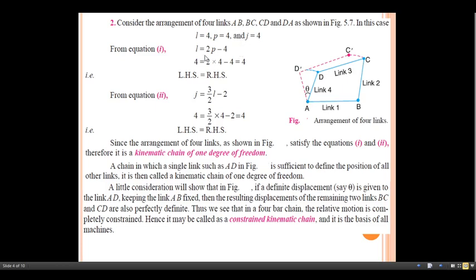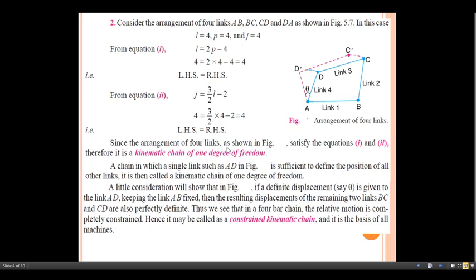Now from equation number 1, L equals 2P minus 4, substitute the value of L here. What's about the value of P? 4 with us, substitute here. Now if you look at this relation, 4 equals 4. Here the LHS side and RHS side are both the same. Now from equation number 2, J equals 3 by 2 into L minus 2. Just substitute the value for J and the value of L. In this case also we get 4 equals 4. LHS equals RHS.